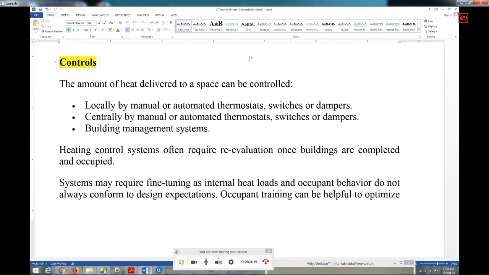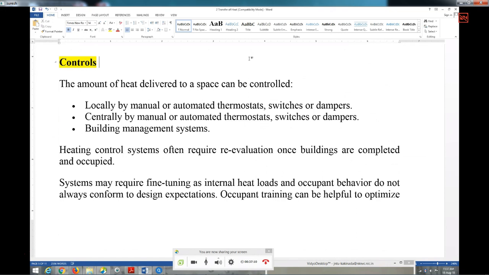A simple local example is the AC available in your room, which is called local. Suppose there is a central AC for a large function hall, a large building or a restaurant. There is only one particular AC which serves the total building or that large room. In central building systems, there is a piping mechanism in each and every room, which we have seen in the previous class.